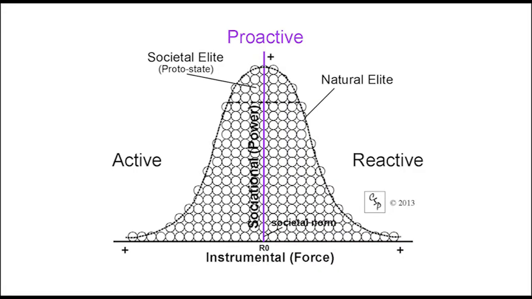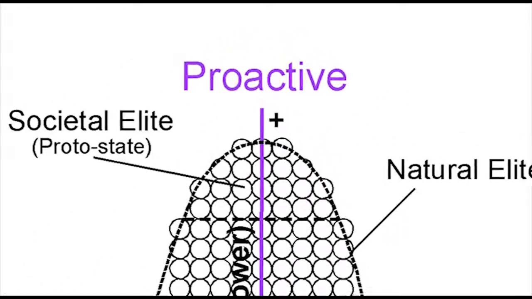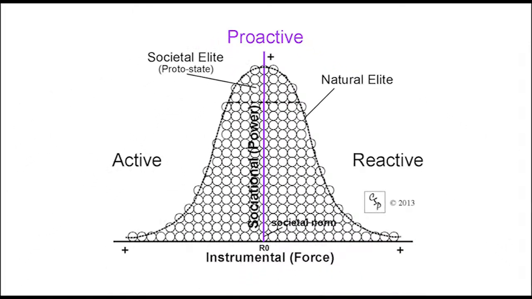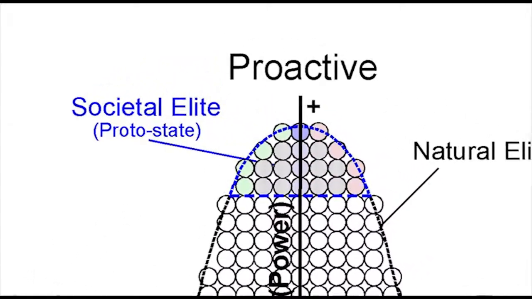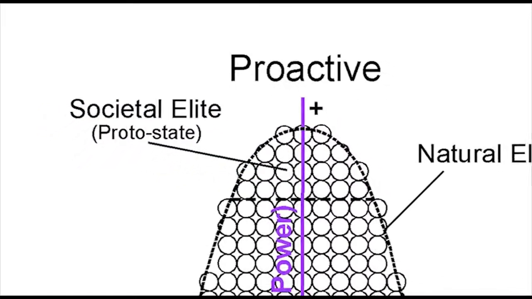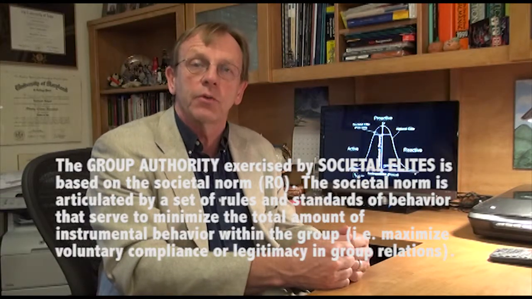The other important aspect of this is the top, the proactive sector of the Gaussian distribution. I call this the societal elite. These are the people who have developed the skill set to actually promote, reproduce, maintain and manage the social group. They are responsible for keeping this group viable and also salient according to their existential or circumstantial context. This can also be referred to as the proto-state: every social group has some governing structures, some authority structure. The authority is based on the social norm. The social norm is based on what it takes to minimize the amount of instrumental behavior amongst group members.